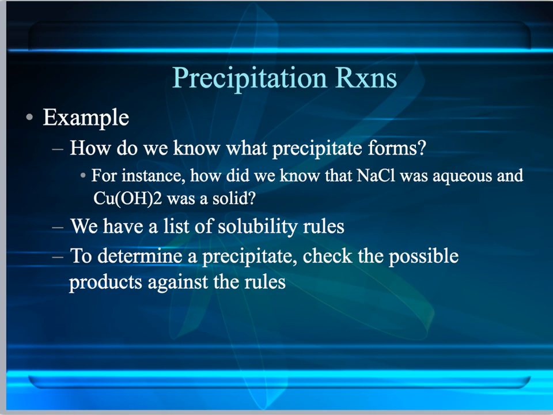So kind of leading into that, how do we know what precipitate does form? For instance, how did we know that sodium chloride was aqueous and copper 2 hydroxide was a solid? And the answer is there is a list of solubility rules, which tells us which stuff stays dissolved and which stuff actually will turn into a solid. So to determine a precipitate, you check the possible products against these rules, and that's what's going to be on the next slide.